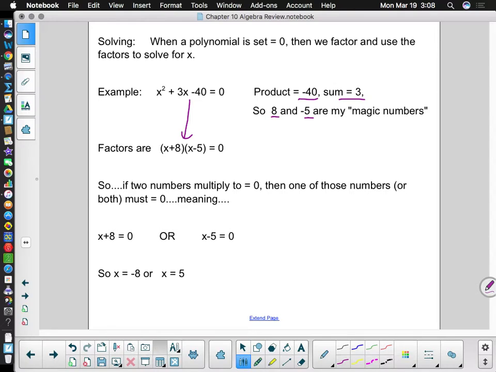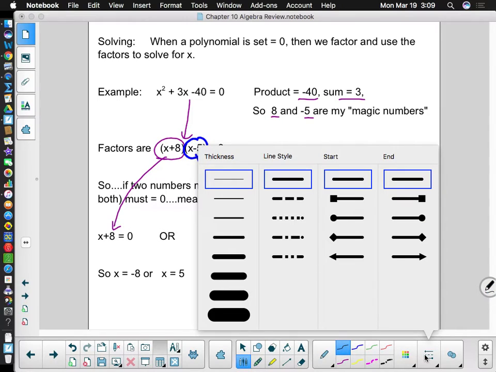But here's where the zero product property of algebra comes in. If two numbers multiply to equal 0, one of those numbers or both of them must equal 0. 0 is the only number for which that works. And if two numbers multiply to equal 6, it doesn't mean that one of the numbers must be 6. Could be just 2 and 3 give you 6. Okay? But with 0, if two numbers multiply to give me 0, one of those numbers or both of them must be 0. So that means either this x plus 8 right here must equal 0, or the x minus 5 right here must equal 0.